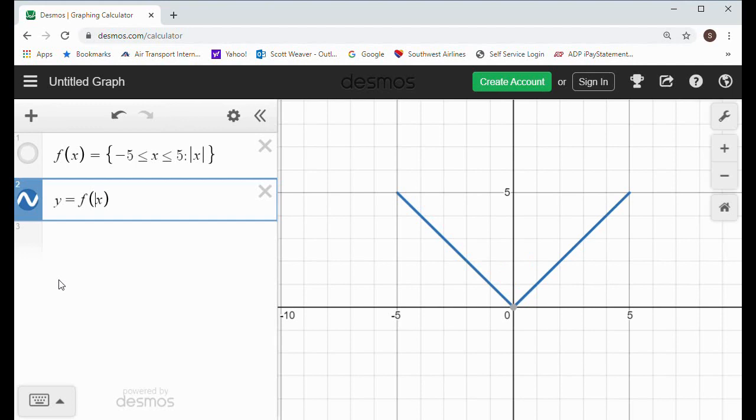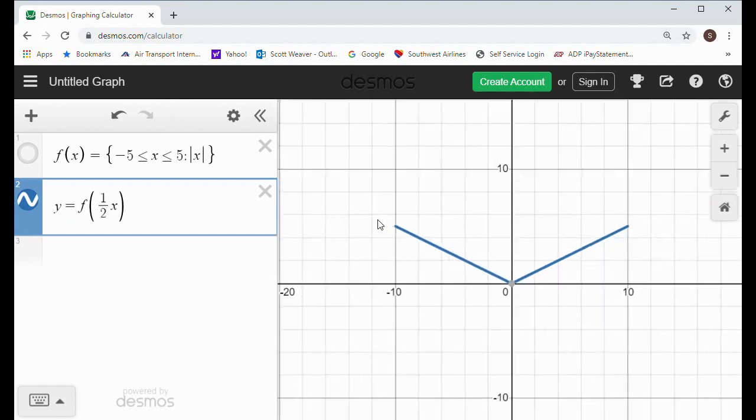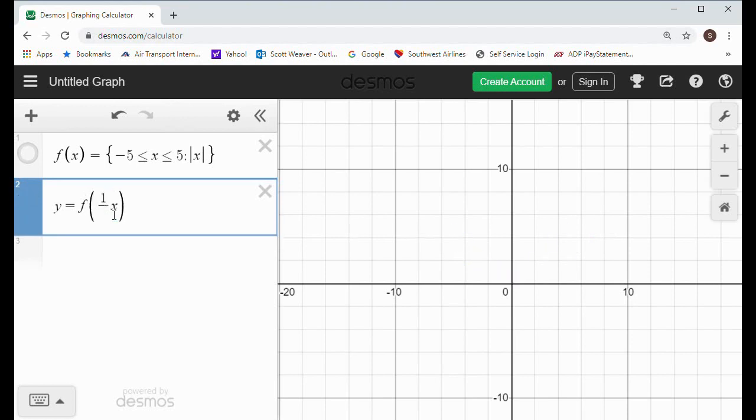Now, what if instead what we had was 1/2 times x? If we zoom out a little bit, the graph has been stretched out from the y-axis. It's had a horizontal stretch. So this was the original, and this is 0.5, in other words 1/2. And if it were 1/3, it would be stretched out even more.